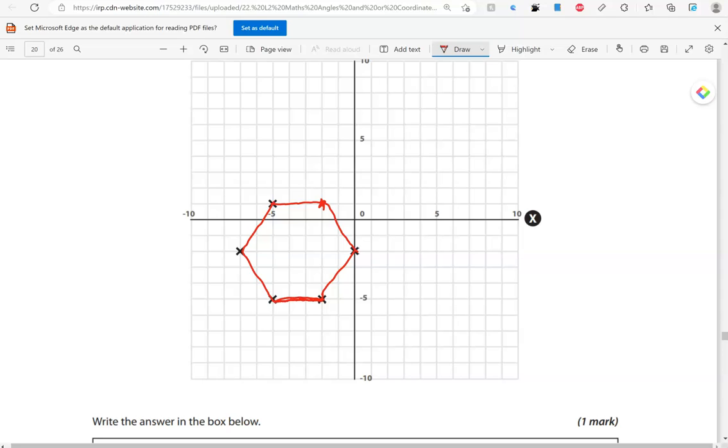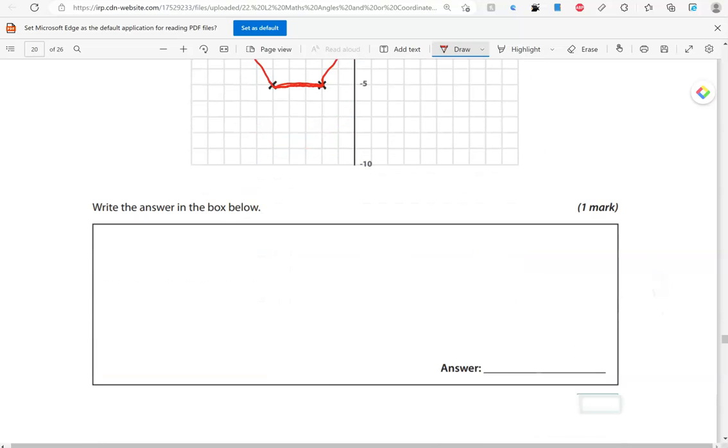What are the coordinates? So this is -1, -2, and this is 1. So -2, 1.